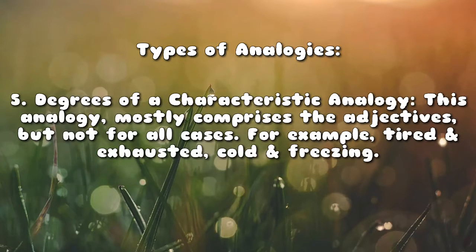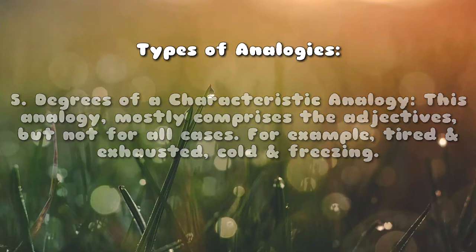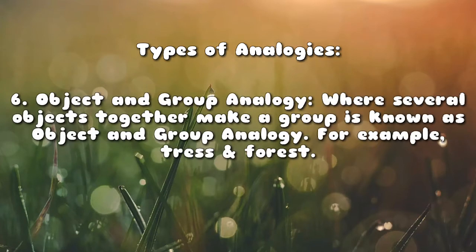5. Degrees of a characteristic analogy. This analogy mostly comprises the adjectives, but not for all cases. For example, tired and exhausted, cold and freezing. 6. Object and group analogy, where several objects together make a group, is known as object and group analogy. For example, dress and forest.